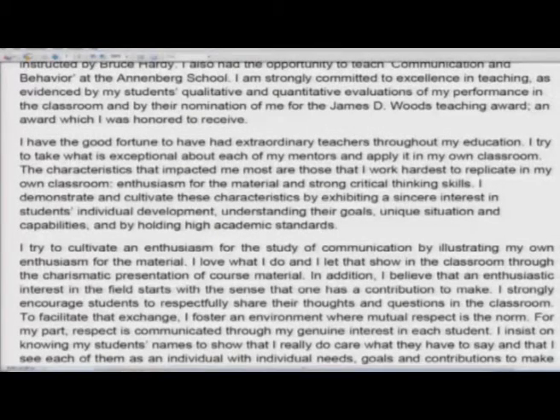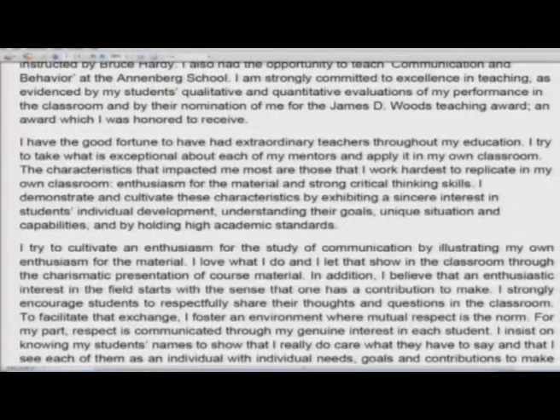Continuing, I have the good fortune to have had extraordinary teachers throughout my education. I try to take what is exceptional about each of my mentors and apply it in my own classroom. The characteristics that impacted me most are those that I work hardest to replicate in my own classroom. Enthusiasm for the material and strong critical thinking skills. I demonstrate and cultivate these characteristics by exhibiting a sincere interest in students' individual development, understanding their goals, unique situation and capabilities, and by holding high academic standards.